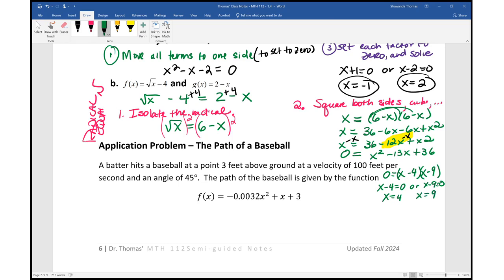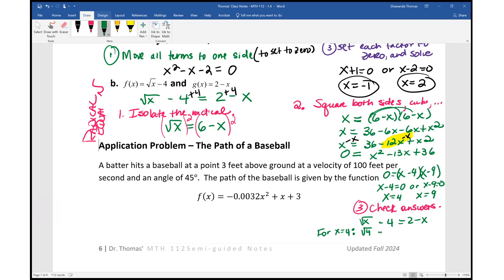Now, the last step of solving radical equations is you have to check answers. You have to check each answer. All right, so we would check each answer separately. We would use that original square root of x minus 4 equals 2 minus x. So x equals 4. Does it work? Let's see.